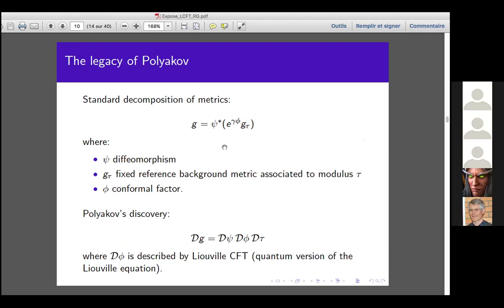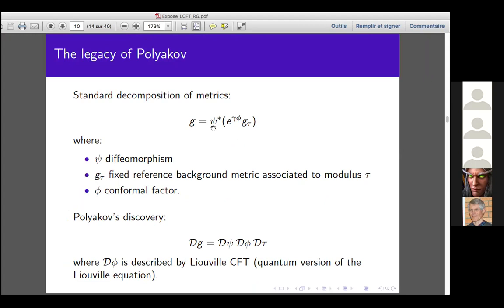You can write each metric on your Riemann surface as parametrized by three things: the diffeomorphism group, the space of functions, the conformal factors, and what is called moduli space, which is a finite dimensional space of reference metrics, typically the constant negative curvature metrics. You multiply by an exponential conformal factor, you take a pullback by a diffeomorphism, and you get all the metrics you can put on your Riemann surface.